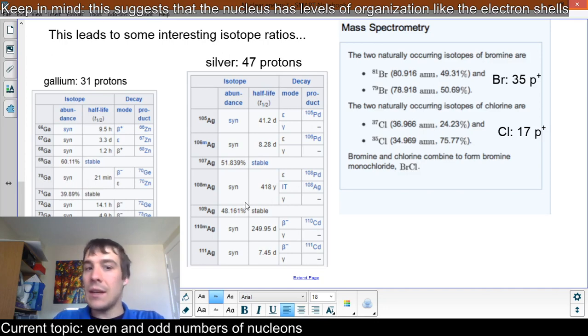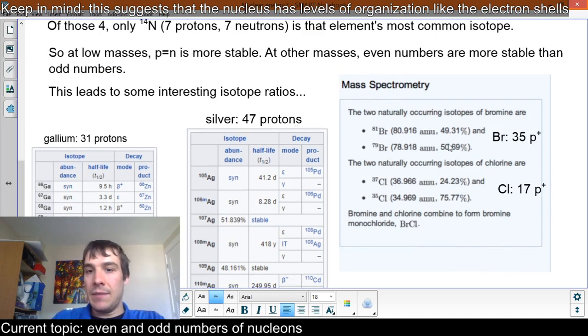Silver does the same thing. Silver has 47 protons. Silver 107, which would have 60 neutrons, is stable. Silver 109, which has 62 neutrons, is also stable. But silver 108, that odd number of neutrons, no, not going to happen. Here's bromine, right? Bromine is pretty much dead split, 50-50, between bromine 81 and bromine 79. Now, bromine has 35 protons, so this one has, what would that be, 44? Yeah, 44 neutrons, and that one has 46, an even number.